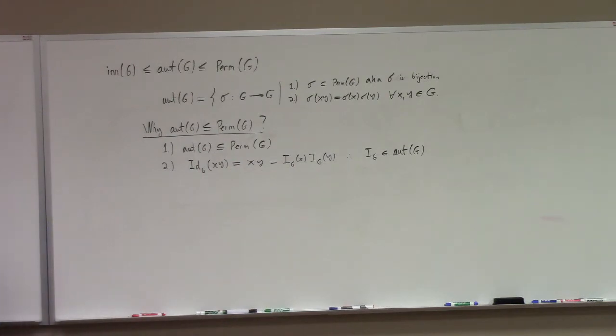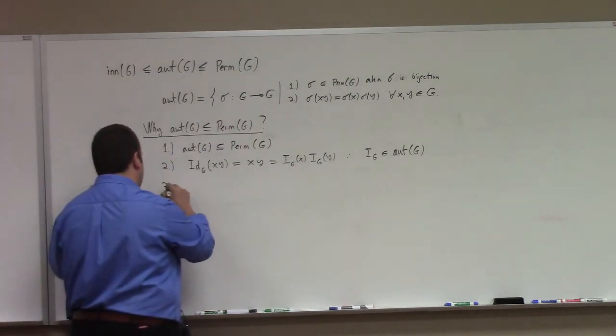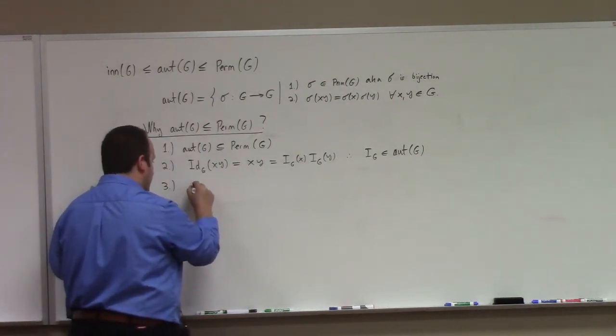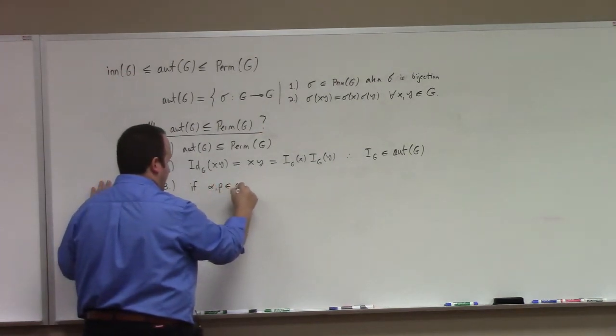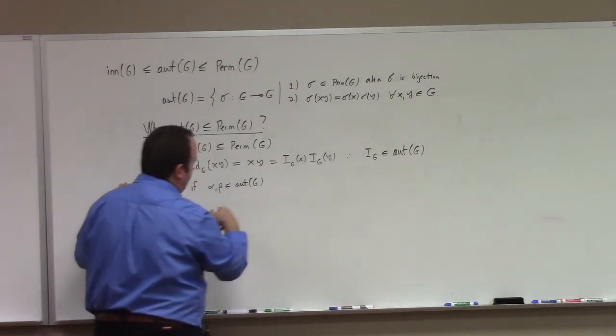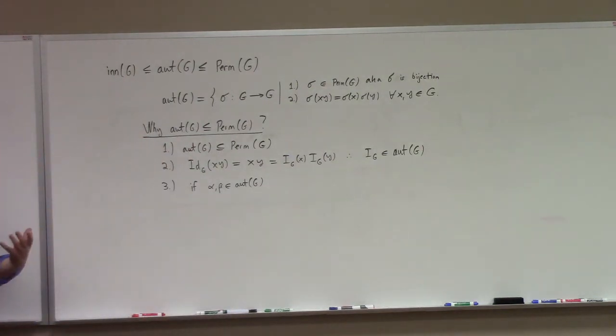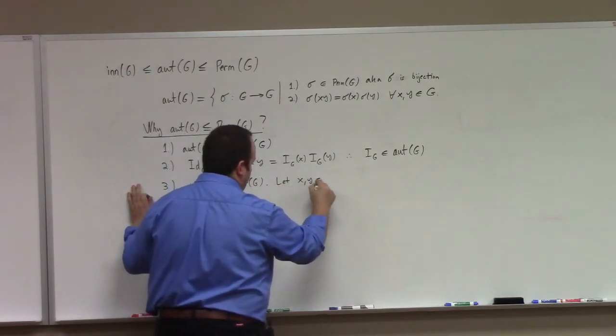So I'm looking to use the subgroup test. I don't know it's finite, so I need to check all three. Well, four. It's a subset. It's got the identity in it. What else do we need to check? Right, so we'll check closed first. If alpha and beta are elements of Aut G, then what kind of group is the automorphisms of G? It's a subgroup of the permutation group, which means composition is the group operation. So we'll let x and y be elements of G.